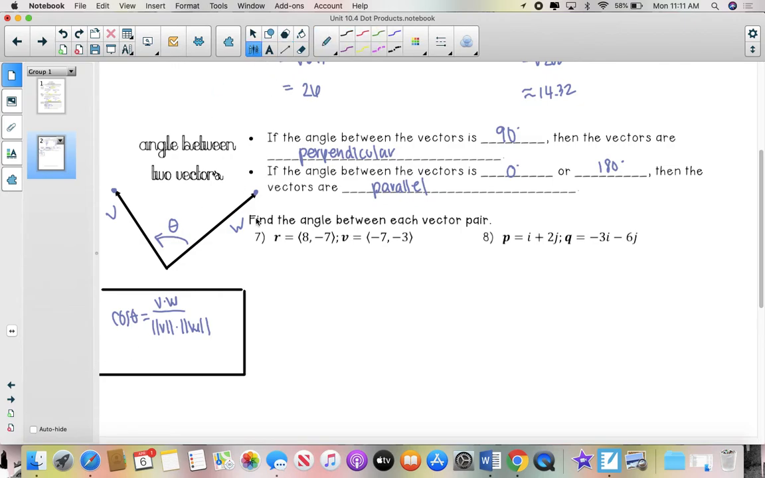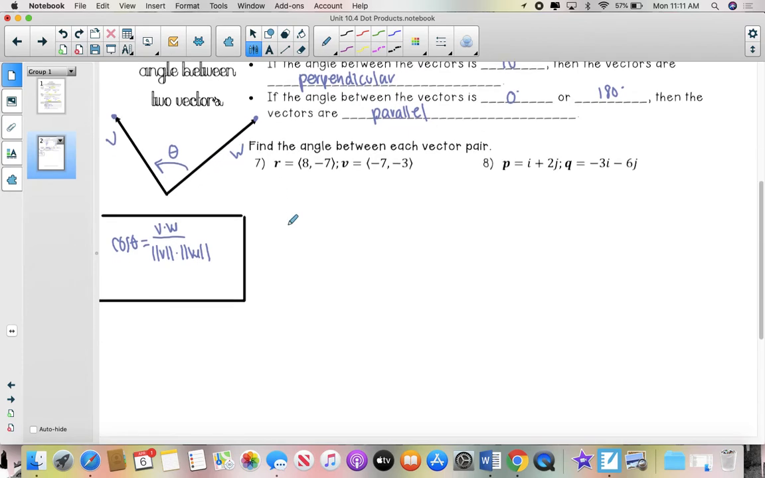Okay, so to find the angles between each pair. Okay, so we have 8 and -7 for vector r, and we have -7 and -3. All right, so we can do this split up, and I think that's going to be the easiest way to do that. So we're going to find each component. So we're going to do the first, and we're going to do the dot product of v and w is what the rule says. So in this situation, it's r and v. So that's our first step. So we're going to find the dot product. So we're going to take 8 times -7 and -7 times -3.